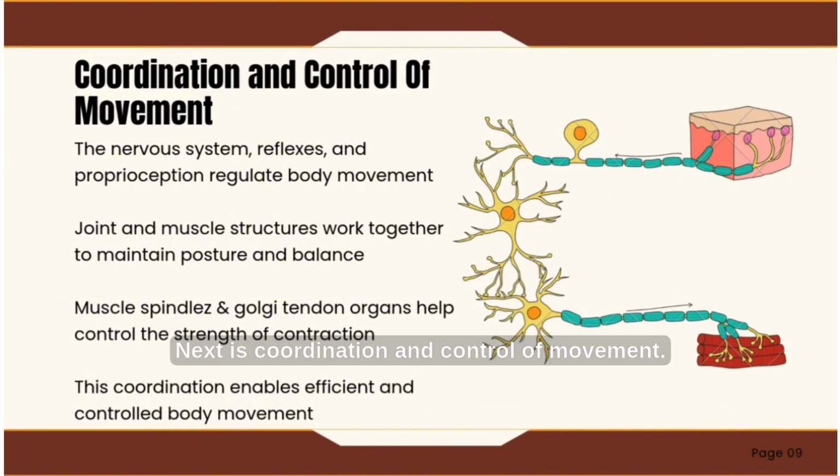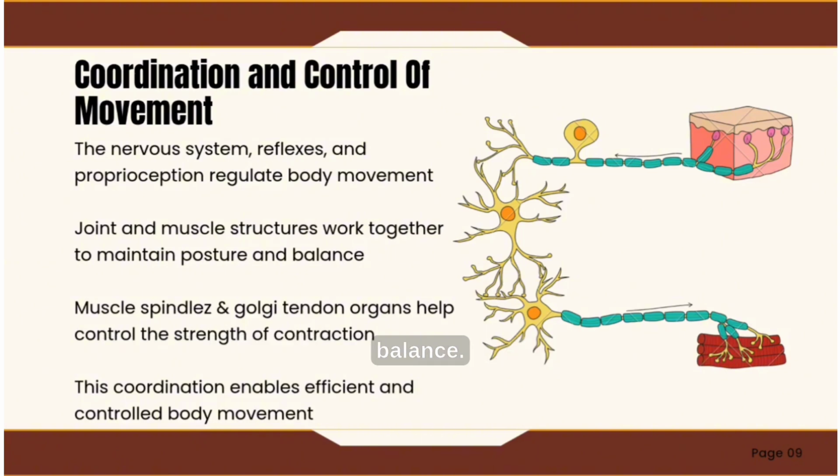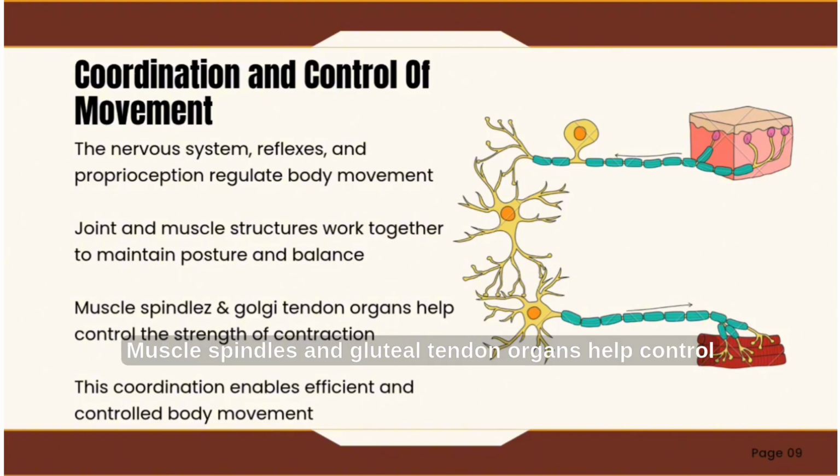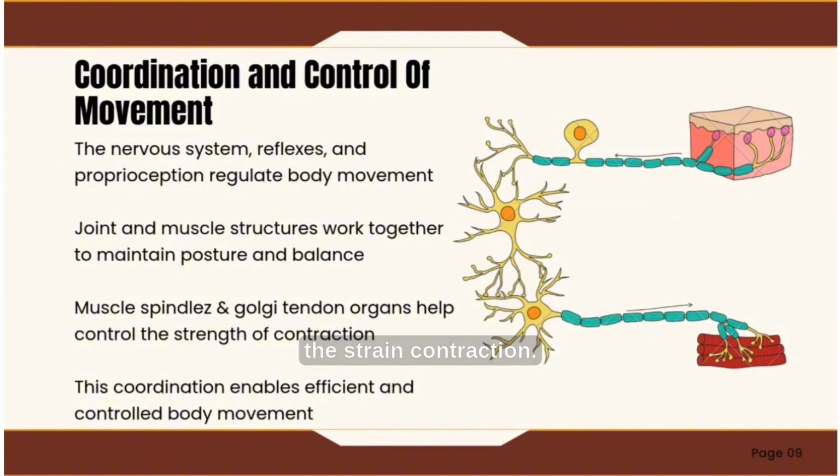Next is coordination and control of movement. The nervous system, reflexes, and proprioception regulate body movement. Joint and muscle structure work together to maintain posture and balance. Muscle spindles and Golgi tendon organs help control the strength of contraction. This coordination enables efficient and controlled body movement.